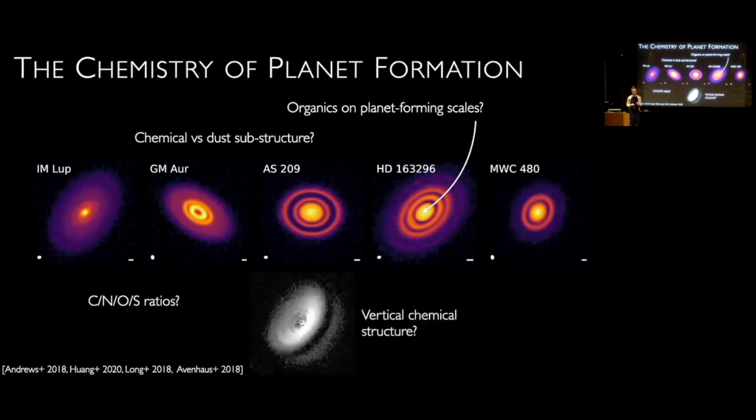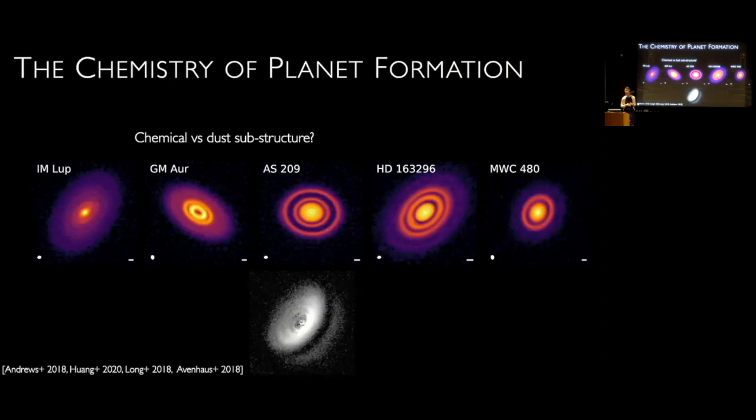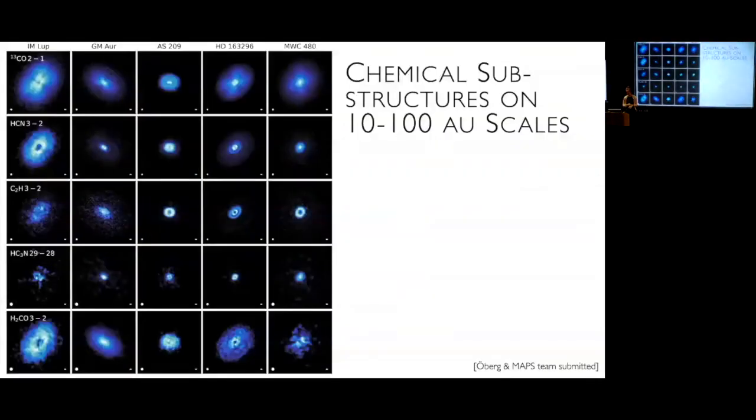And finally, what we can do with these observations is start mapping out the vertical structure of these disks. So the resolutions we are at are just good enough that we can really start resolving not just where the molecules are radially, but also where they are vertically. So let's start by looking a little bit at how the chemical substructure compares with where the pebbles are located in these disks.